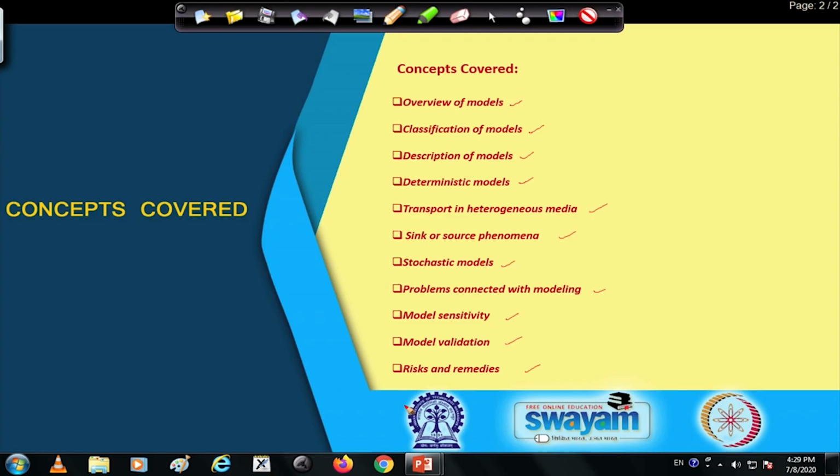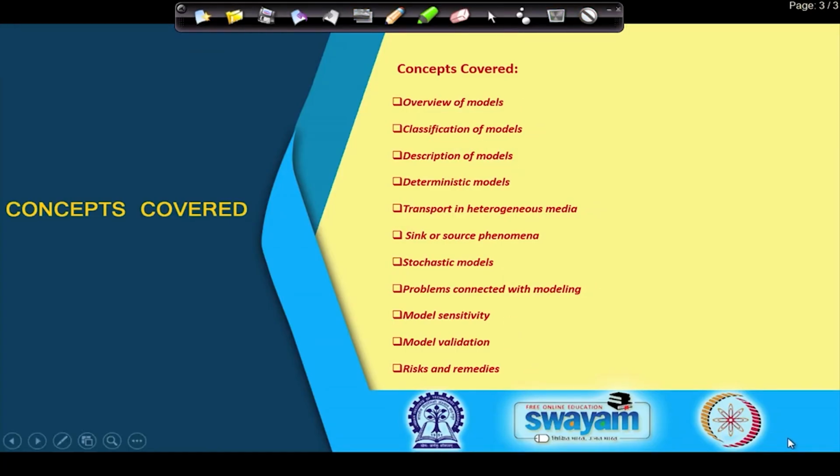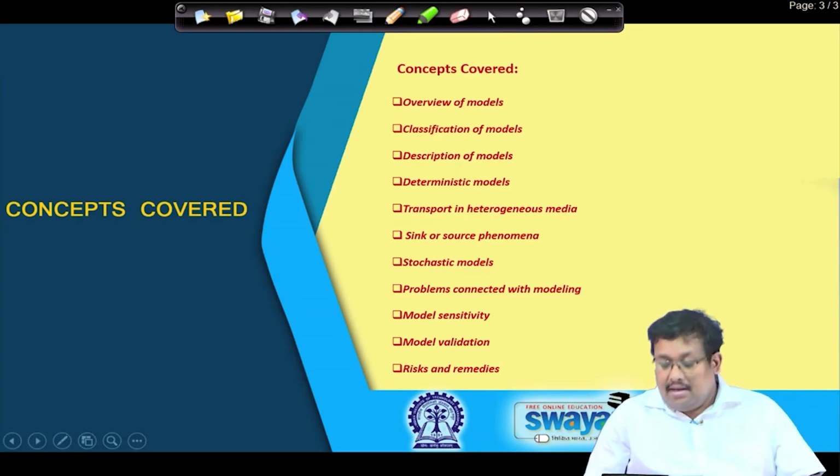In the first lecture we will be focusing on the overview of the models and also the classification of the models, and if time permits we will also discuss the description of the models. So, let us go ahead and discuss what a model is.